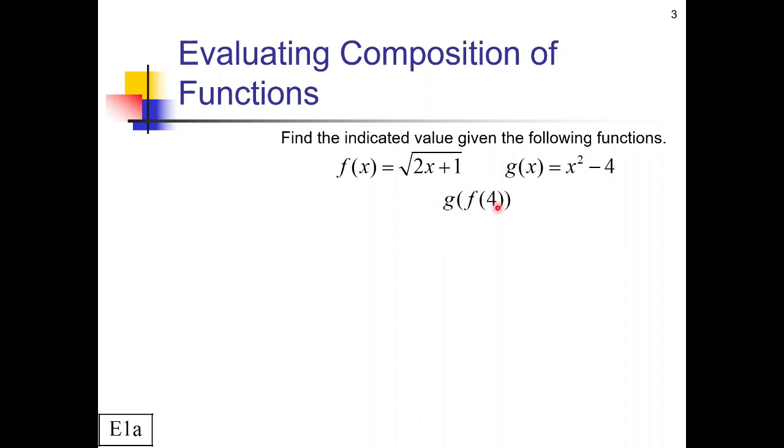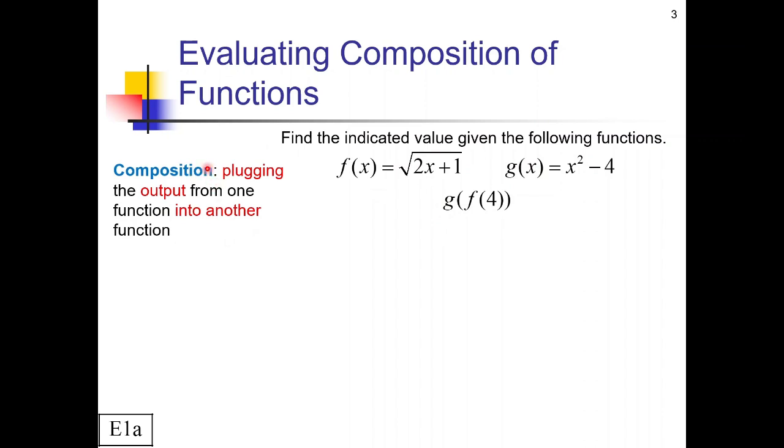f of 4. So the basic idea with these is a composition is basically plugging the output from one function into another function. So we have to find the value of plugging 4 into one of these functions, and then whatever that answer is, we have to plug it into the other function. Now, in terms of figuring out where to start, we start on the inside, the innermost function, and we work our way out. So in this problem, for example, we would be doing f of 4 first.